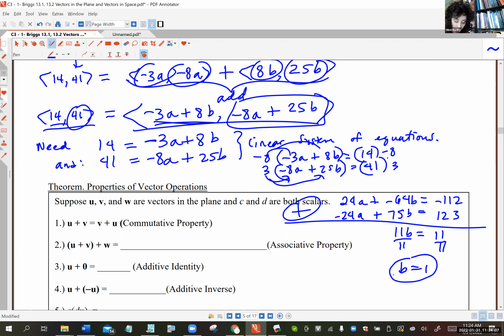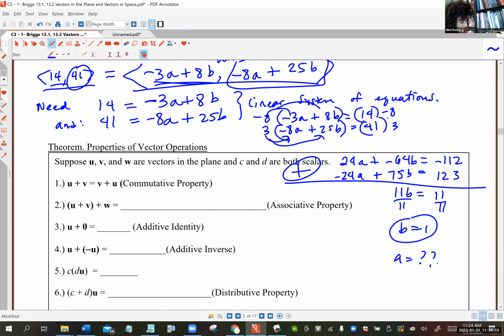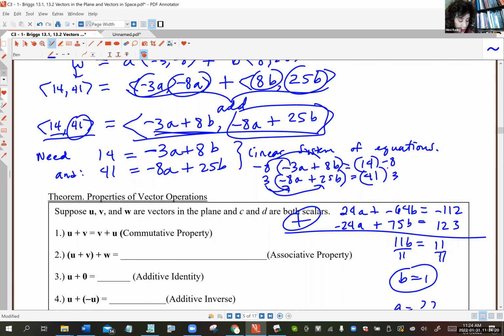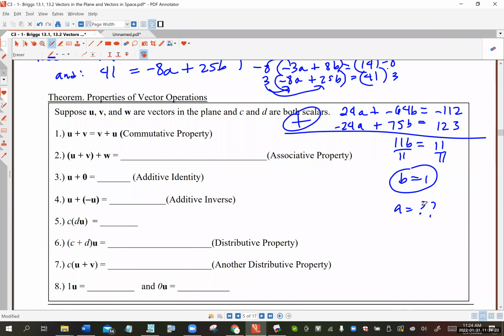Now, how do I get the A? Sub into one of the equations. Plug it into either one of the two equations, right? And I'll let you do that. And I promise you, if you do it correctly, you should get A is -2.